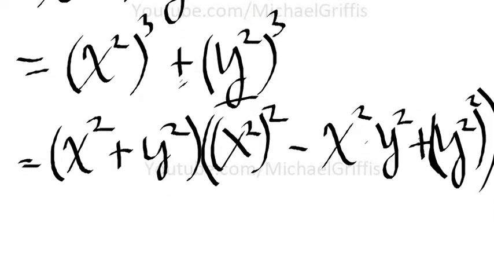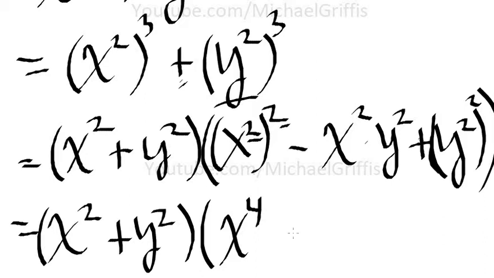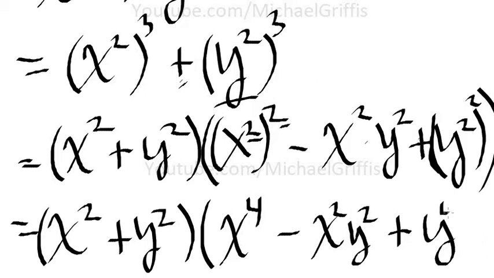Now, let's go ahead and rewrite this. So we have x squared plus y squared times, a square raised to a square is multiply, so we have x to the 4th power minus x squared y squared plus, and this last one becomes y to the 4th power.